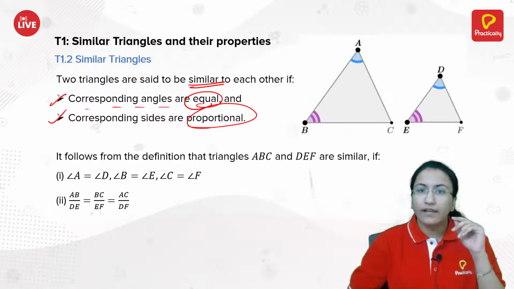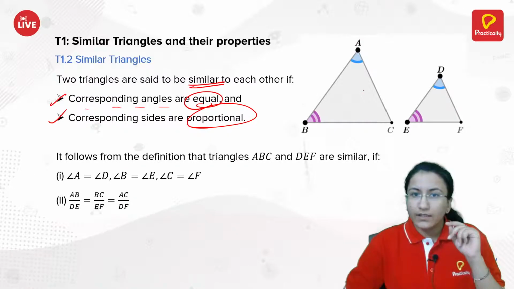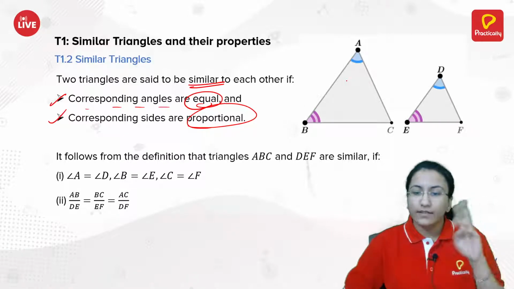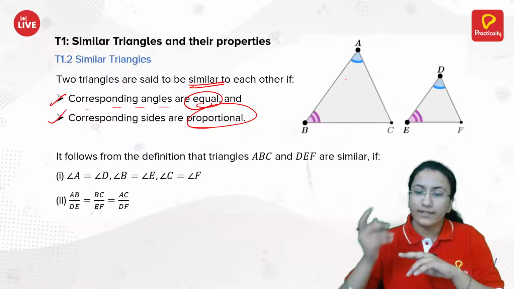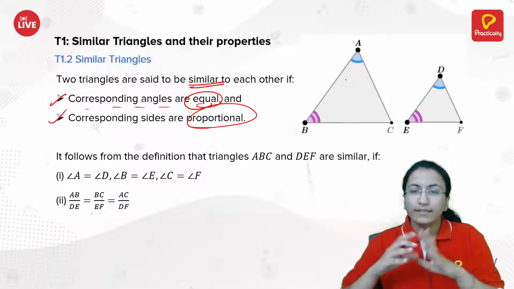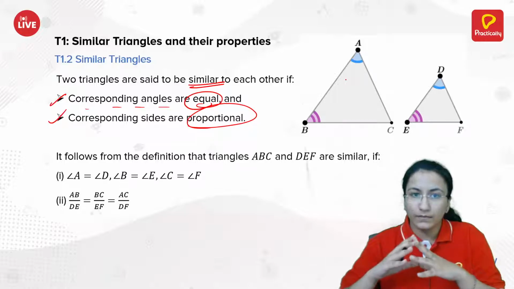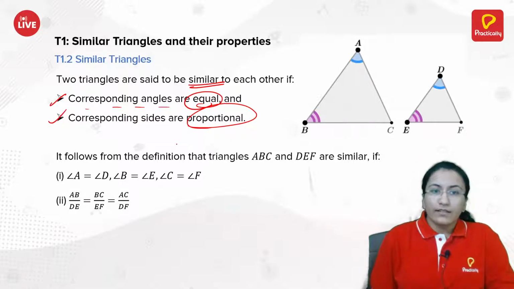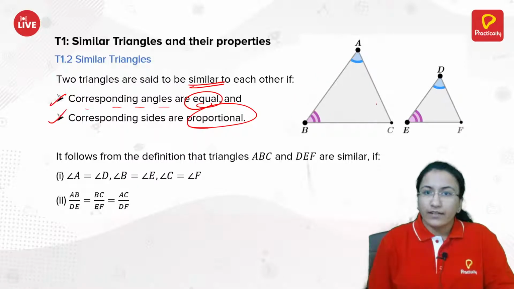Like this triangle is a closed figure which is having 3 sides. Quadrilateral is a closed figure which is having 4 sides. Similar way you have pentagon, hexagon, right? All these are polygons, which are basically closed figures. Okay, got the point?